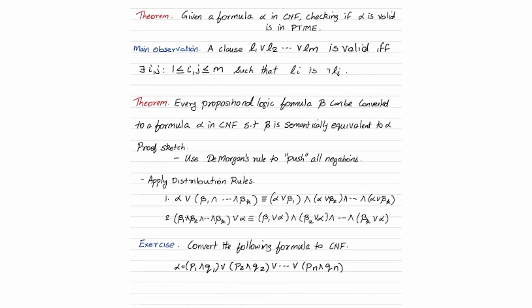So what is the catch? What is the problem? Anyone has any ideas? CNF have a big size, like the equivalent CNF size is exponential. Right. So that's the problem.